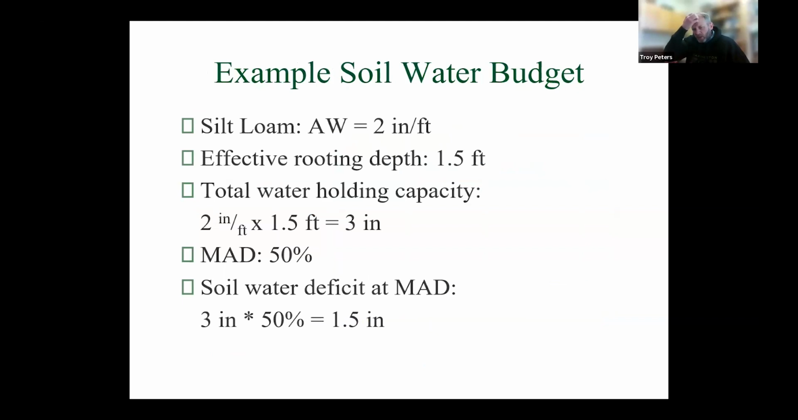So, a quick soil water budget. If I have a silt loam soil and my available water holding capacity is 2 inches of water per foot, and I have an effective rooting zone of 1.5 feet, this would be different for every crop, but in this case, like for a vegetable or something, then 2 inches per foot times 1.5 feet is 3 inches. MAD, we don't want to deplete all 3 inches, is half of that. So the soil water deficit at MAD would be 1.5 inches of water.